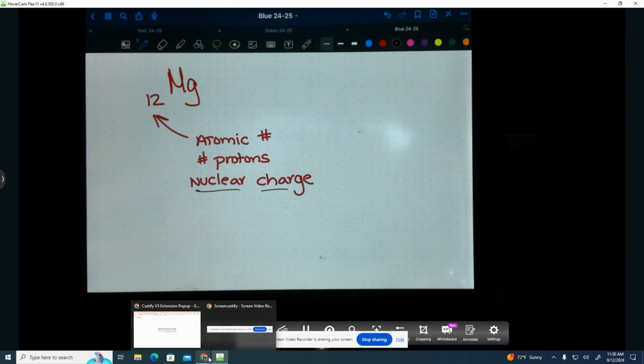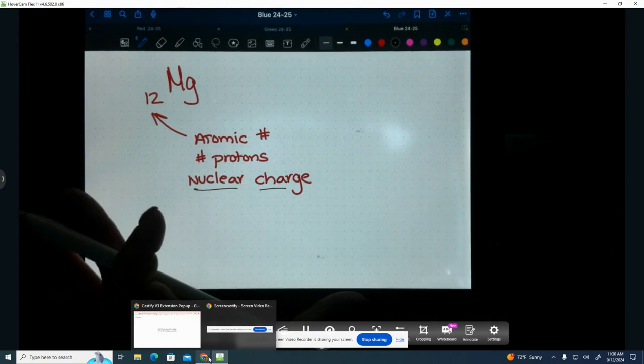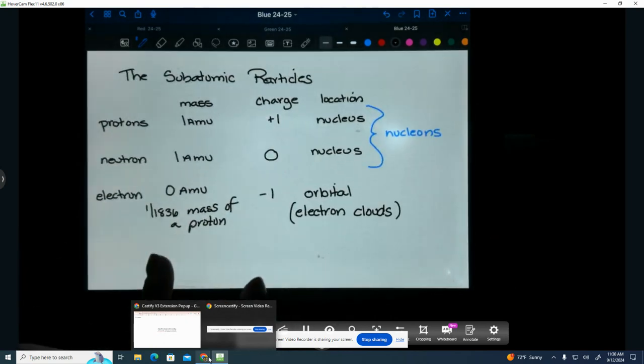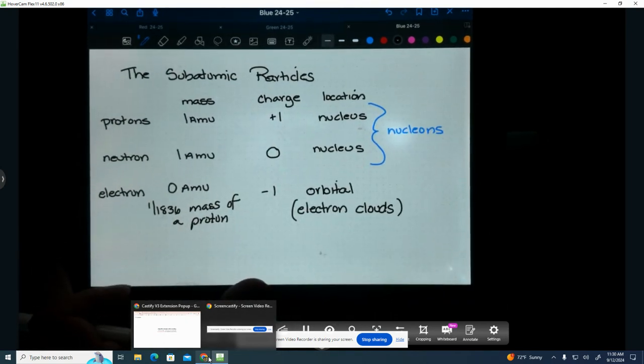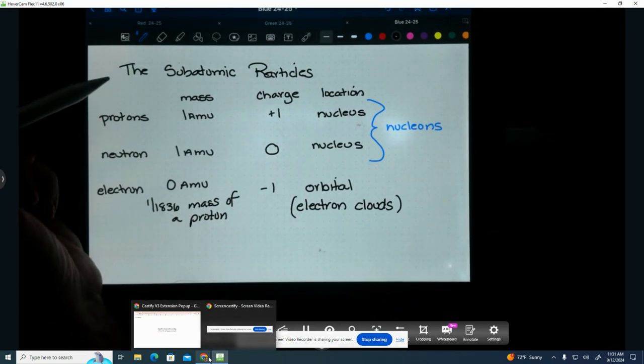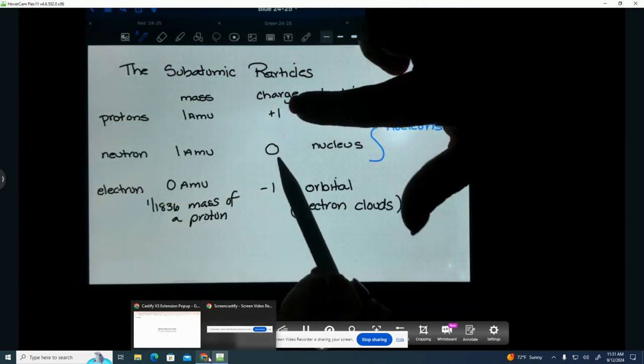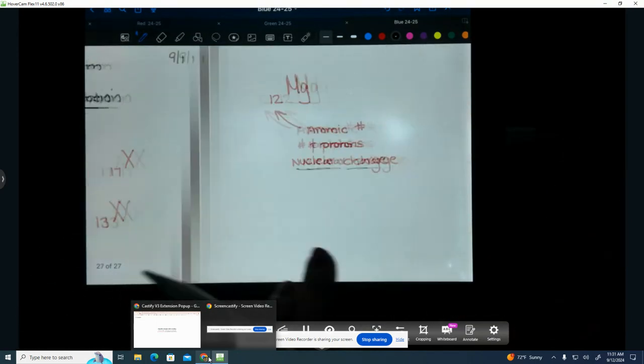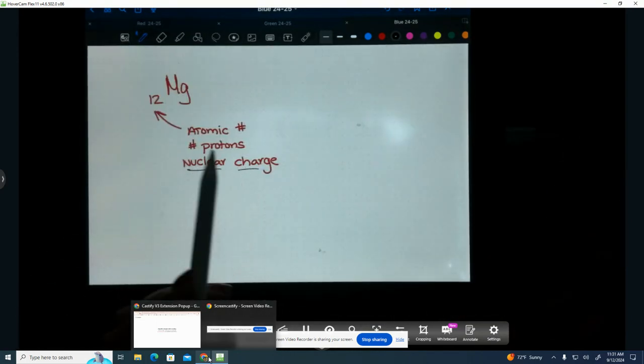Okay? And then the last thing I told you was that number could also be called the nuclear charge. Now let's examine why it would be called nuclear charge. If we go back in our notes, we have this little diagram here that we wrote out. Inside the nucleus, there is only one thing that has a charge, a proton. So it makes sense that the nuclear charge would also be the number of protons.